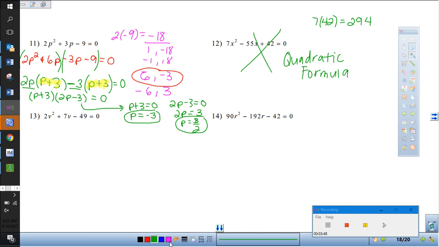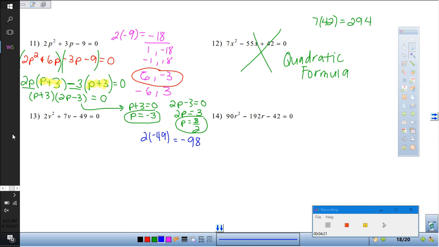Okay, so let's look at number 13. Is there anything that multiplies to be 2 times negative 49 and adds to be 7? So that would be negative 98. Alright, so let's think of the factors of 98. Okay, so it's not going to be 2. Does 4 go in there? 4 does not.